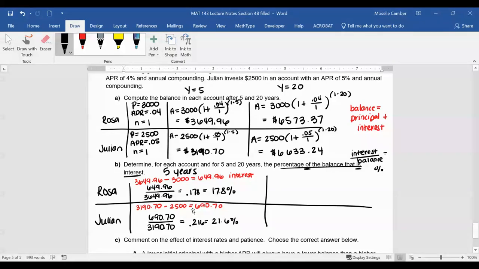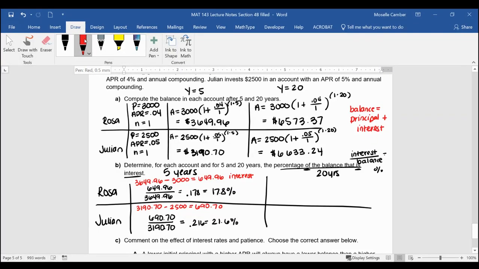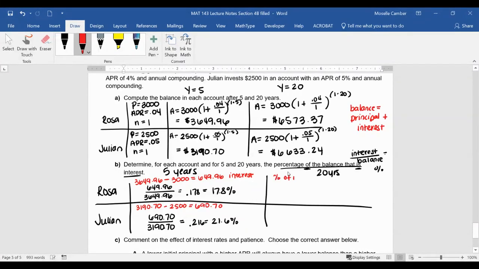Okay, let's look at 20 years now. So 20 years later, let's see the breakup. So this time I'm going to do it a little bit differently. So first I found the interest and then found the percent. This time I'm actually going to use the fact that the percent that is interest plus the percent that is your principal is going to make up your total percentage, right? Because those are the only two things that are in your account.